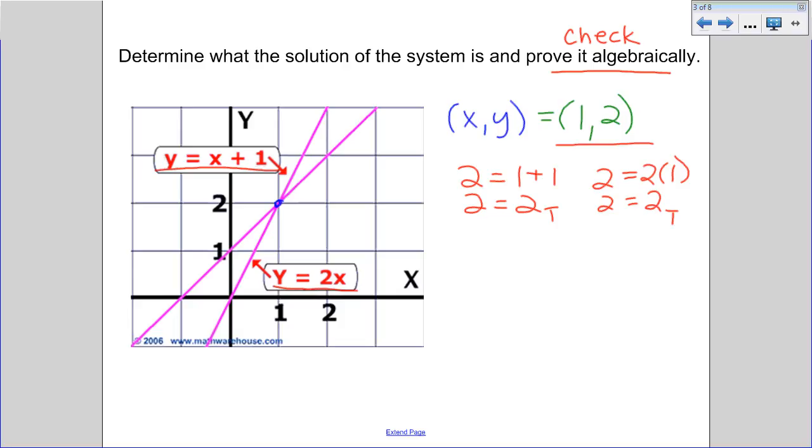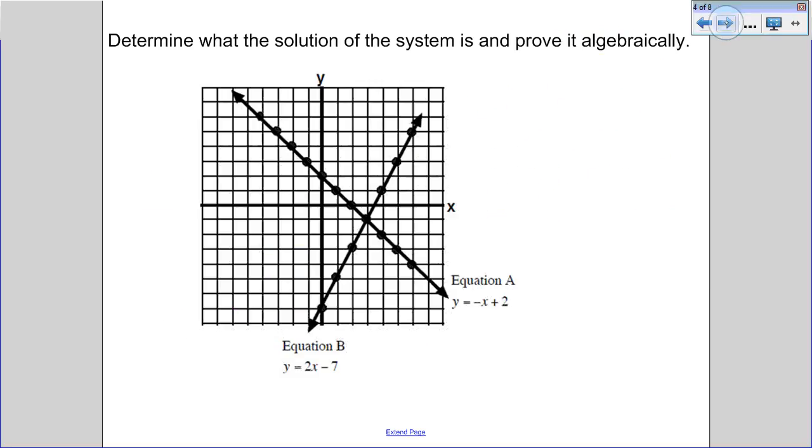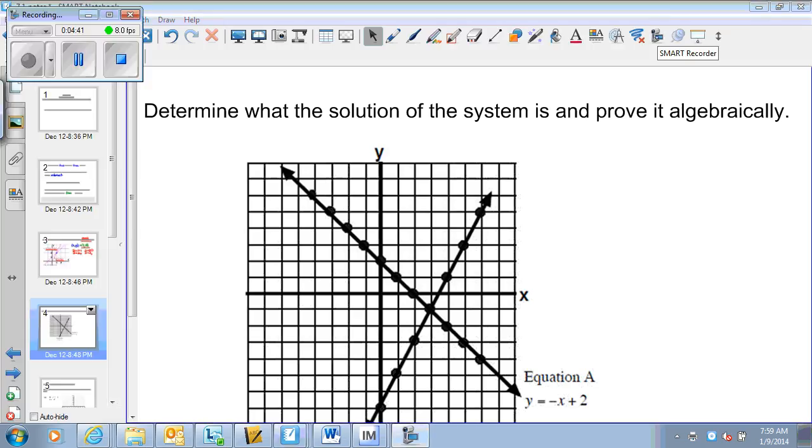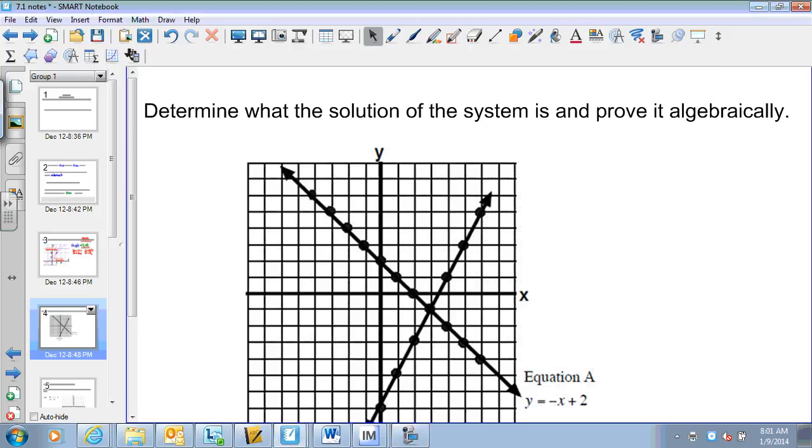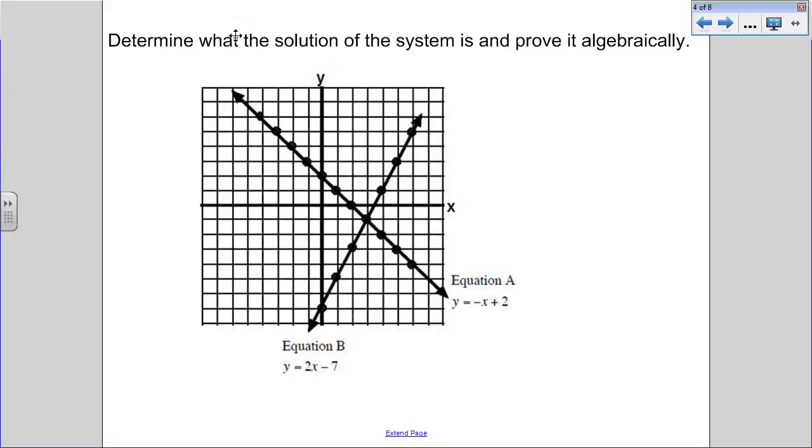All right, let's take a look at what's next on here. Determine what the solution is, and then prove it algebraically. So I want you guys to try that one on your own at your seats real quickly there. All right, so Jack, what's my solution? Where do these two lines intersect? 3 negative. Beautiful.